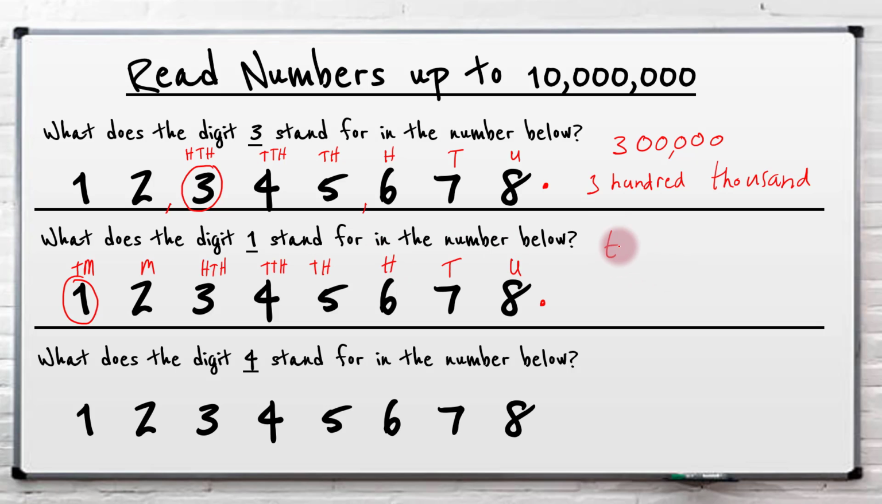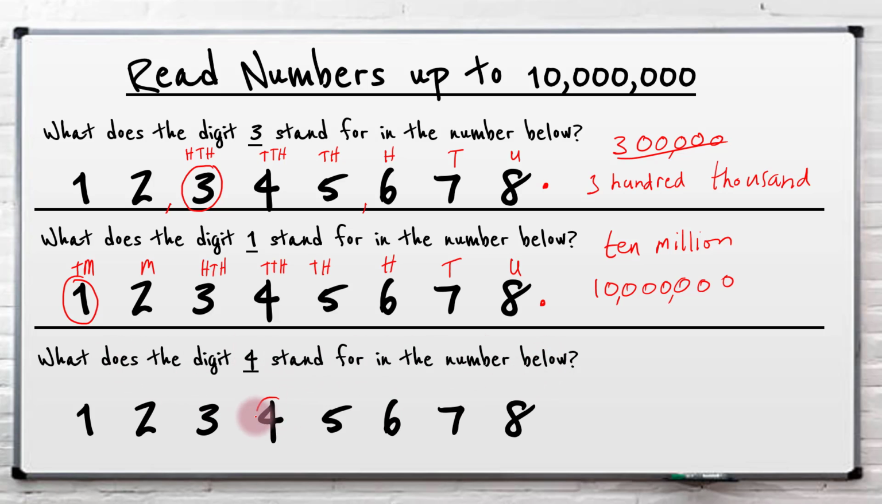So you could just write 10 million, or you can write it as digits as we did above, where we'd have the 1, and then we would have 1, 2, 3, 4, 5, 6, 7 zeros. 10 million. And the final one, what does the 4 stand for in the number below?